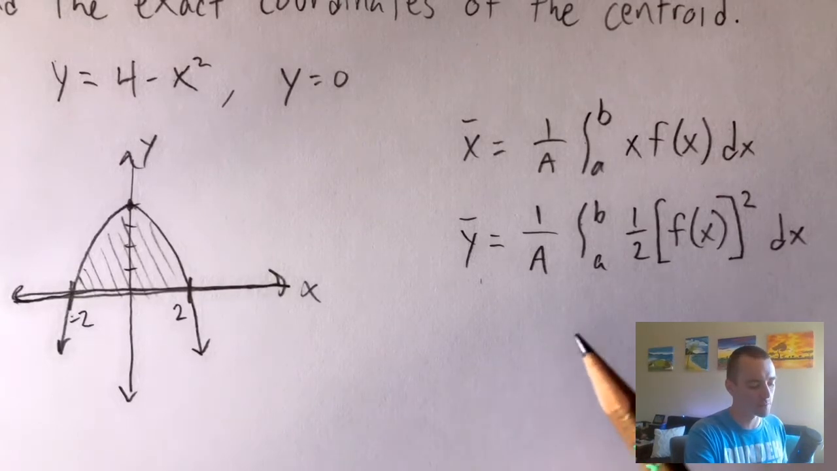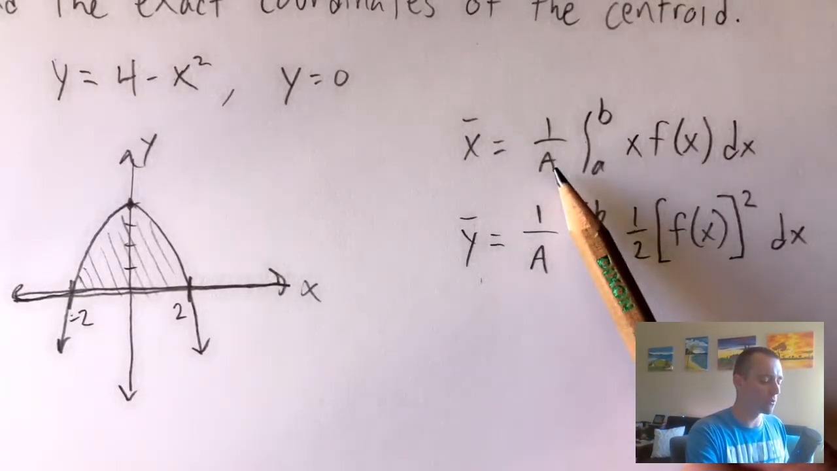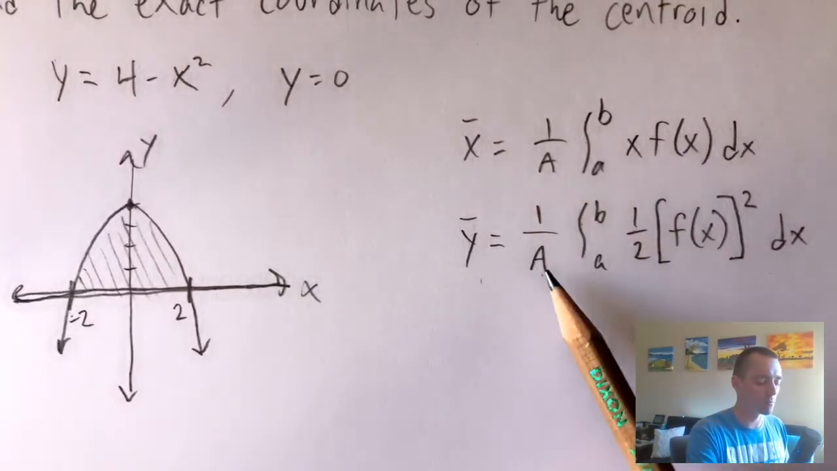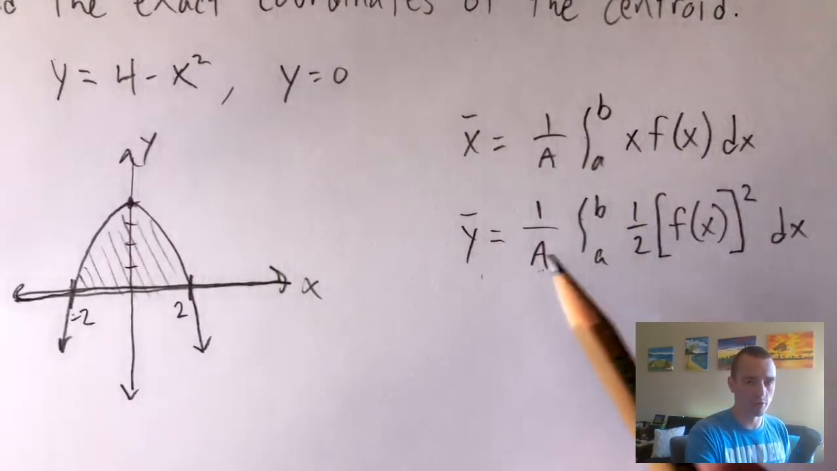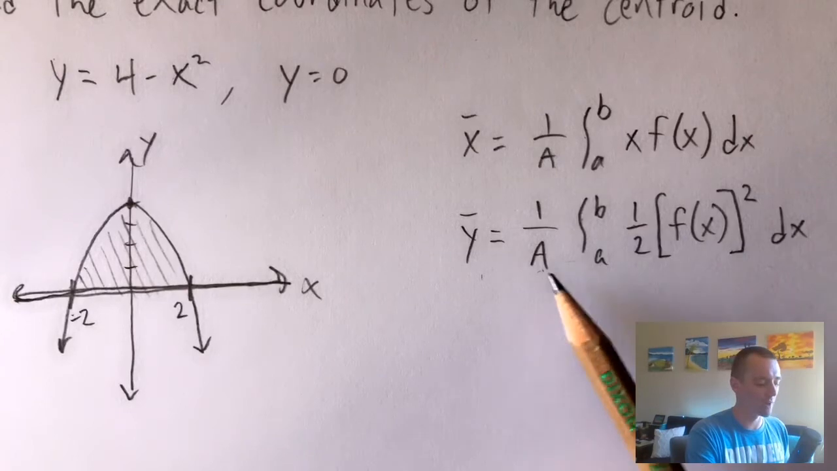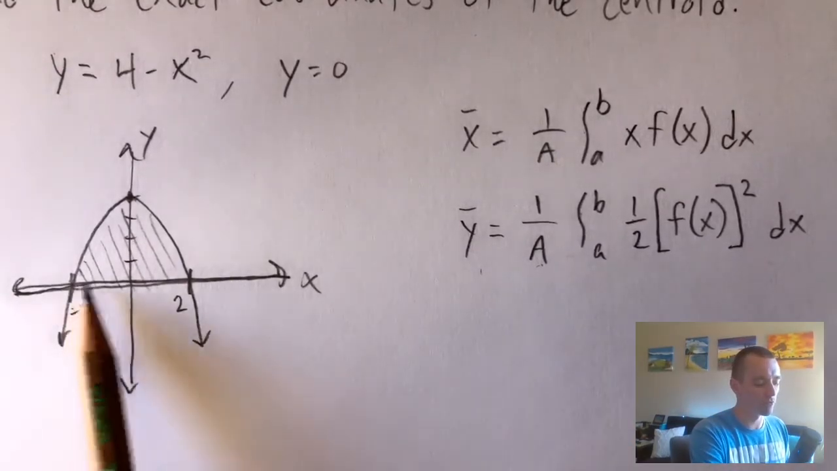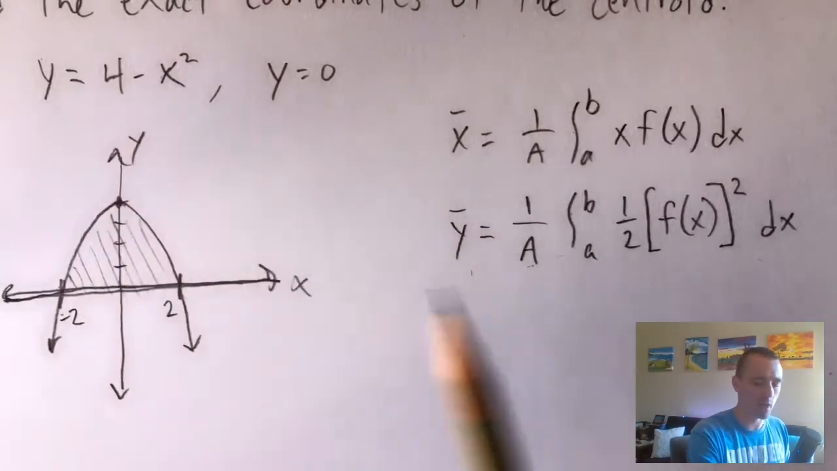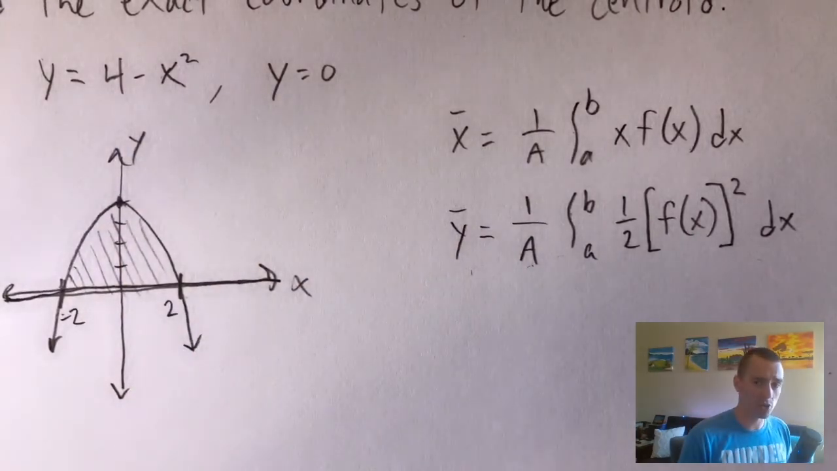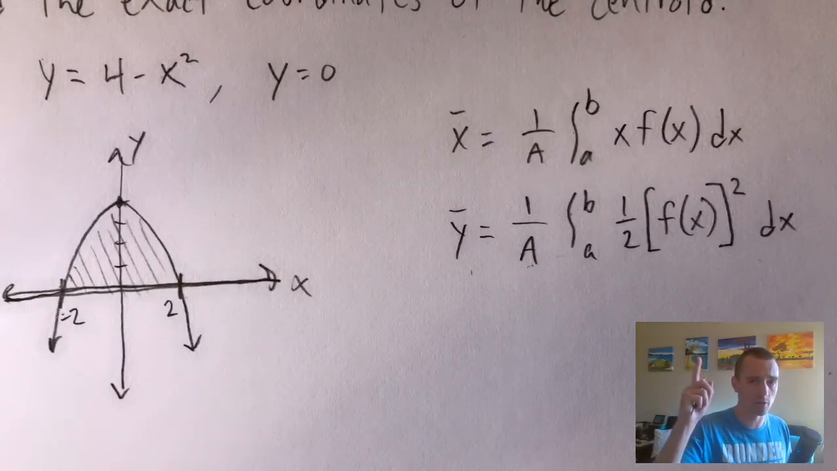Before I show you how to use these, I do want to point out the different pieces here. First of all, we have this capital A in both of these equations. This capital A is basically just the area of the region whose centroid or center of mass we're trying to find. So we would first need to figure out the area between these two curves, and that's what A would be. I'm not going to show you how to do that in this video. I have made another video where I show you how to find the area between two curves. If you want to check that out, you can click up at the top of your screen. I'll put a little info card up there that'll take you over to that video.